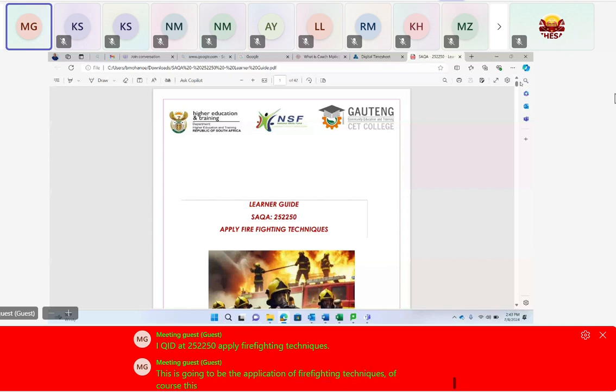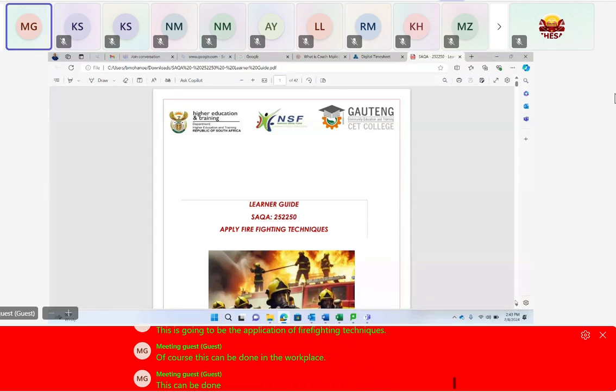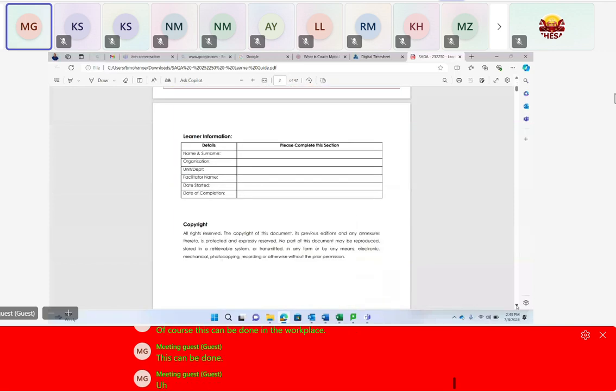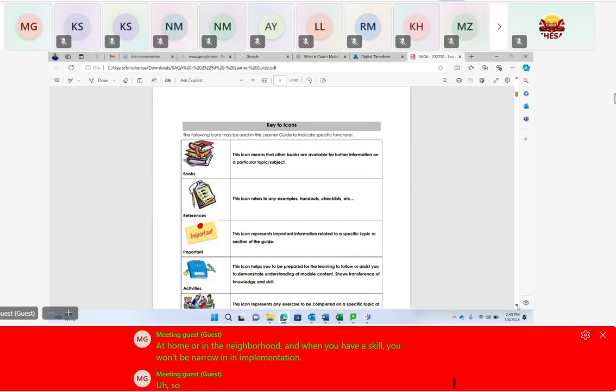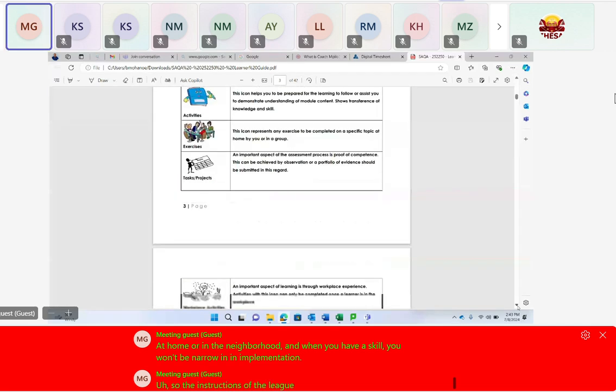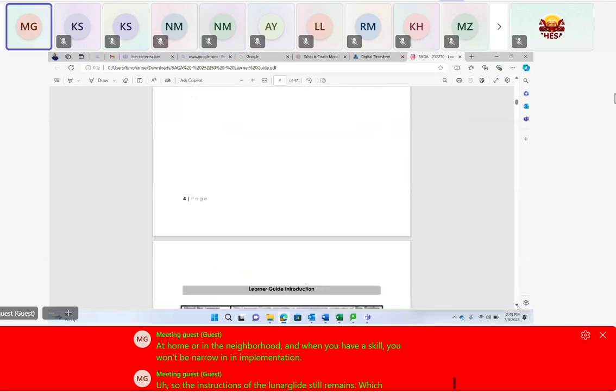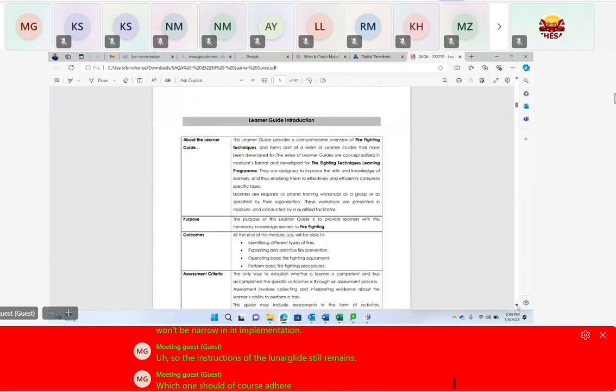Of course, this can be done in the workplace. This can be done at home or in a neighborhood. When you have a skill, you won't be narrow in implementation. So the instructions of the learner guide still remains, which one should, of course, adhere to.